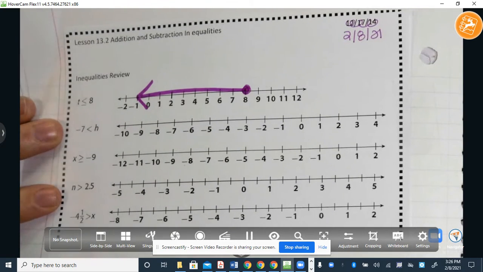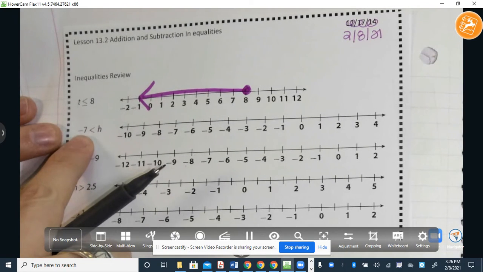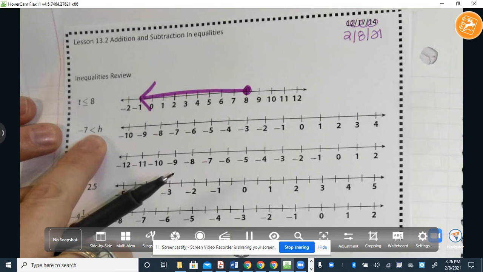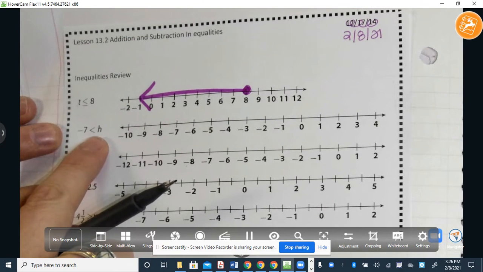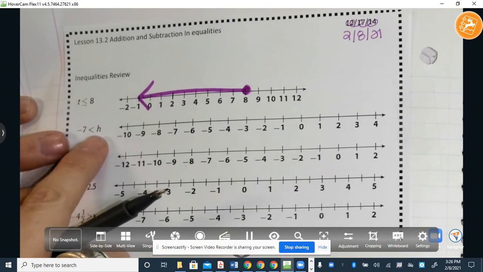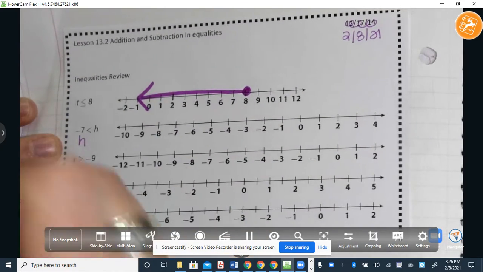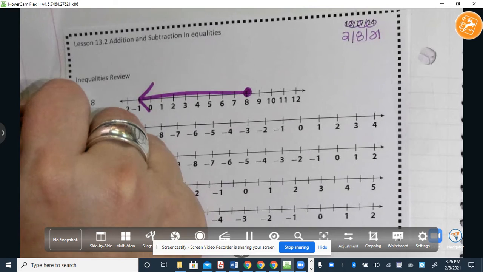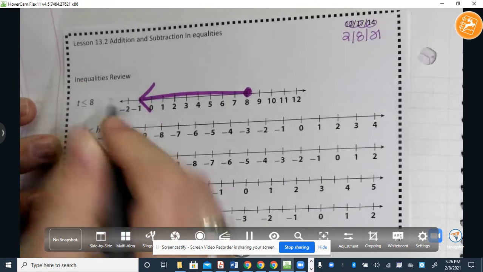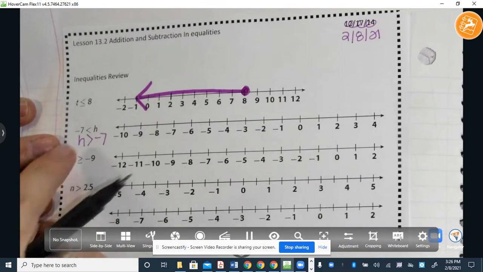So looking at the next one, okay, -7 is less than h. Remember, I don't like it like this. I like it flipped around where my variable is to the left. So I'm just going to rewrite it. Doesn't change anything, doesn't change the value. So h is greater than -7. And what I just did was flip it around.